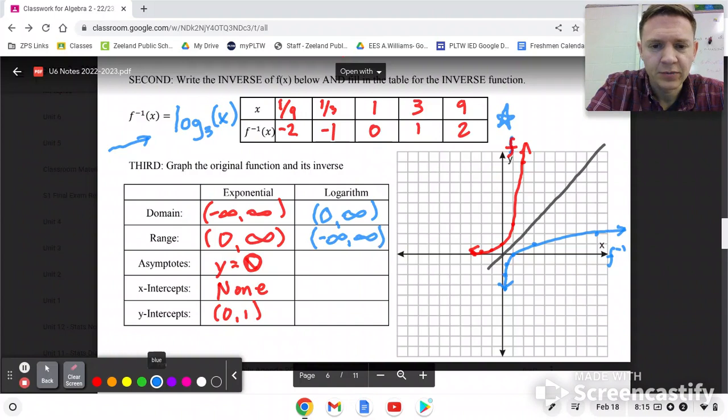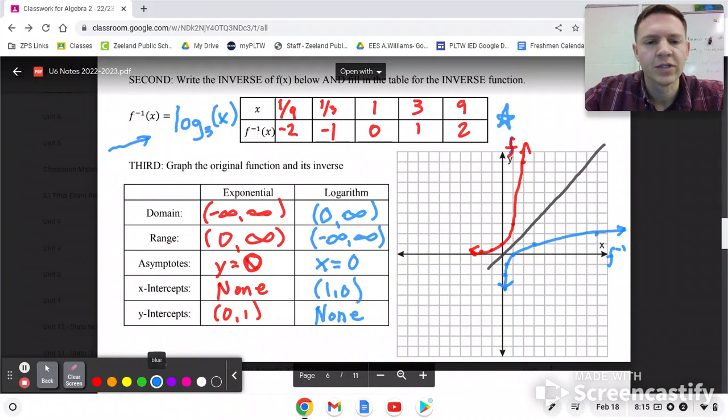Asymptotes, in this case, we never cross the y-axis, which is x equals 0. We don't have any y-intercepts because of that. And our x-intercept is 1, 0. Look how closely related all that information is. A lot of times it just flip-flops. Domain and range trade places. Asymptote changes from y to x. Instead of no x-intercepts, there's no y-intercepts in the inverse. And the intercept we do have flips x and y, which makes sense because they're inverses of each other.